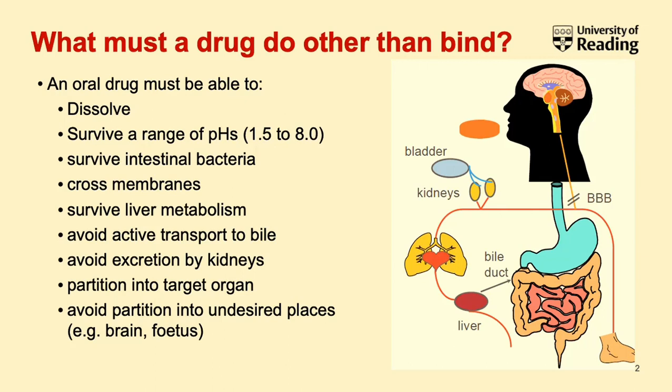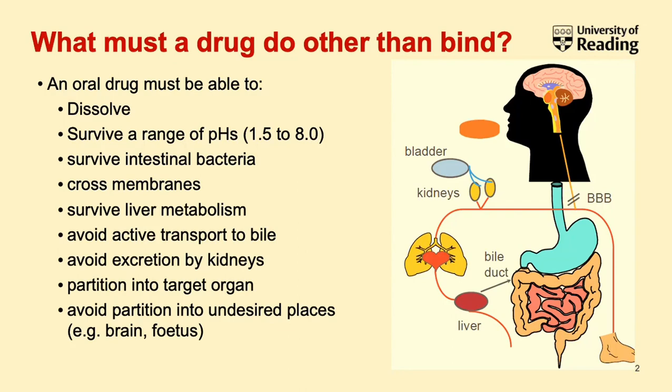First of all, we will swallow the medicine, and the tablet will need to disintegrate, and the active ingredient will need to dissolve from the tablet. So it'll need to have solubility to be able to do that. And the active ingredient needs to survive in the range of pHs that it could experience within the gastrointestinal tract. It's got to survive the intestinal bacteria.